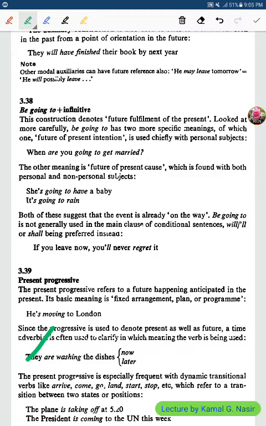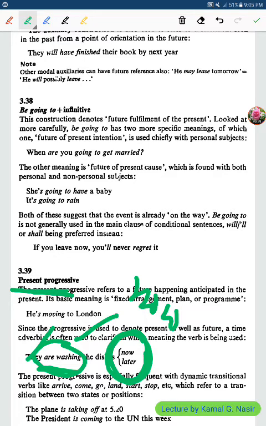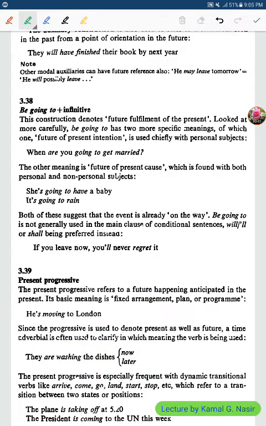How can you distinguish whether this present progressive is referring to something now or to something in the future? From the adverb. You may distinguish that you are talking about something now. They are washing the dishes now, it means that they are washing now. When you say they are washing the dishes later, that's to say they planned for washing the dishes, not now.